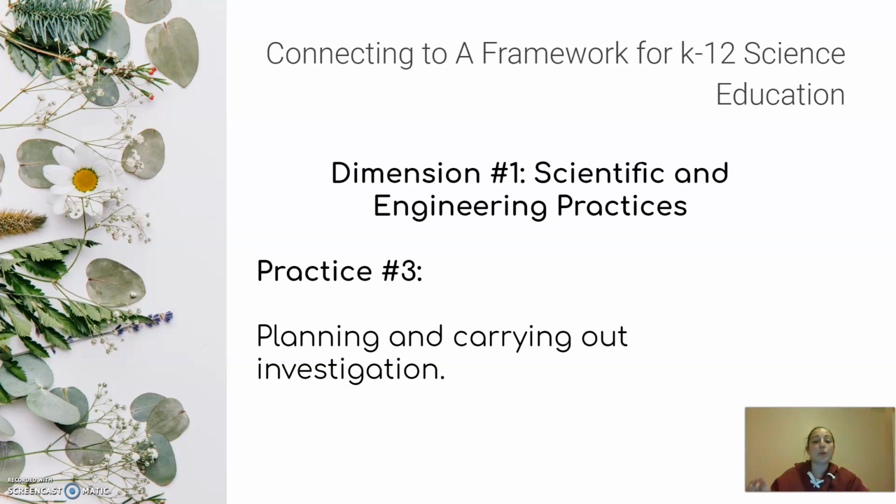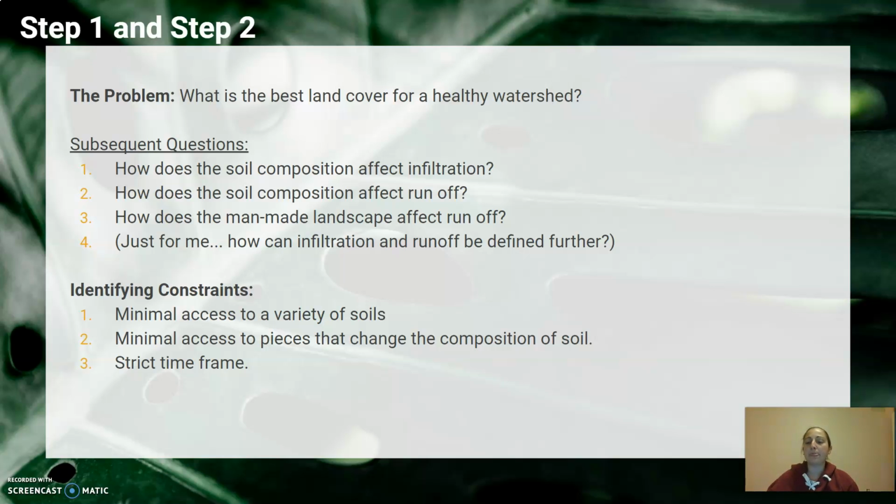And in doing so, Practice 3 really comes out because we planned and carried out an investigation based off of our technology resource, and then we investigated with our erosion bottles. So starting off, step 1 and 2 of the process was defining the problem of what is the best land cover for a healthy watershed.